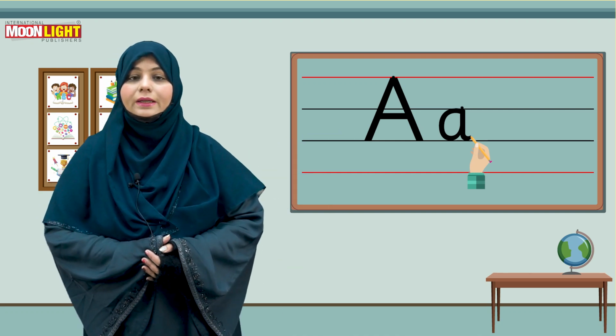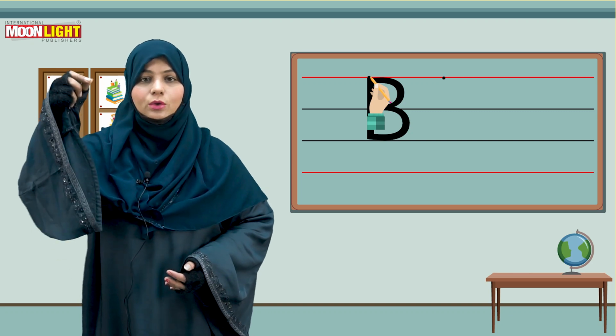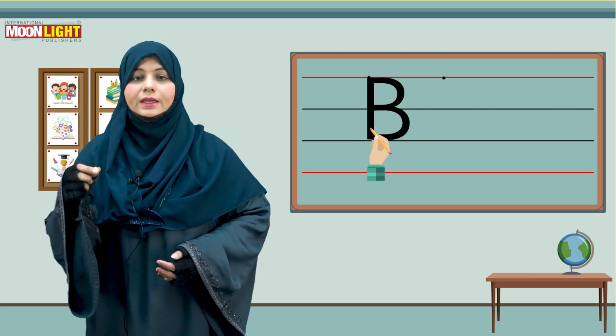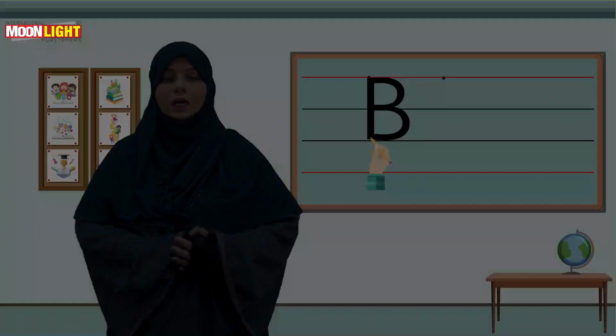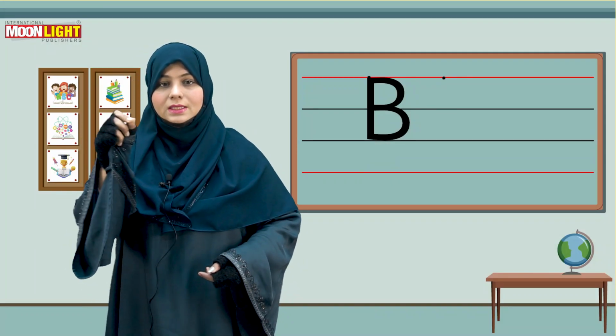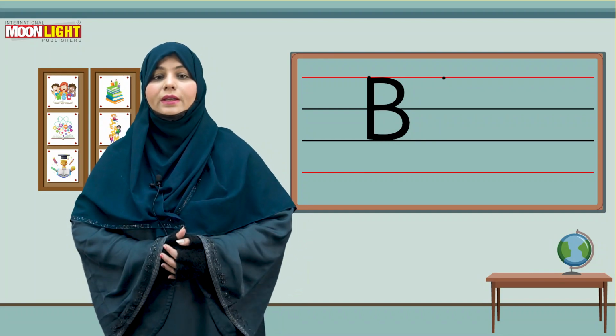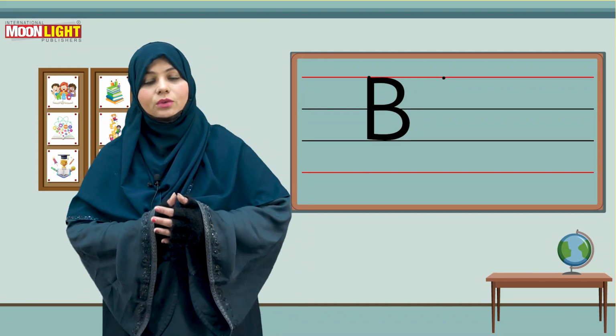Now we are going to write capital letter B. First of all, put your pencil on black dot and make a straight line in upper 3 lines. After that, make a small half circle in upper 2 lines and a small half circle again in center 2 lines. It will become capital letter B.